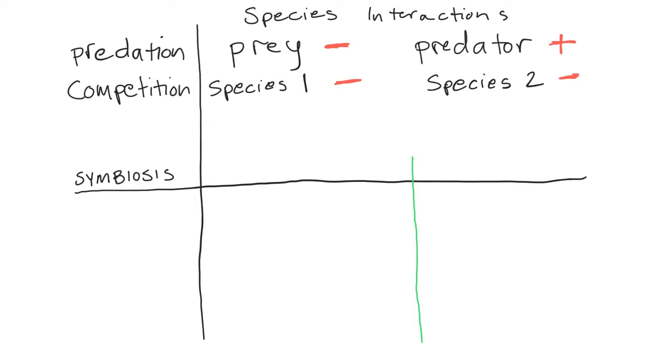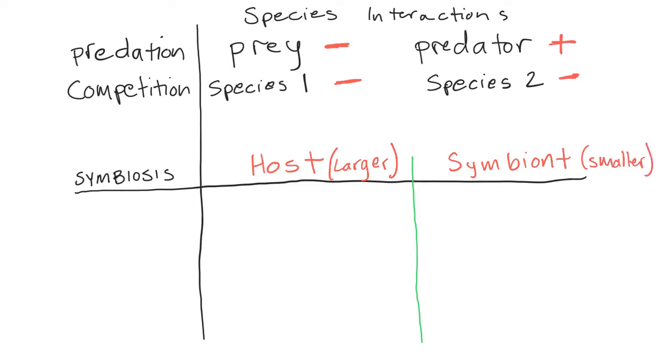Okay, when we move into symbioses, we have a host and a symbiont. And the host is generally the larger, and the symbiont is generally the smaller species. Okay, and you guys got this one right. This one was easy, right? Easy from the Kahoot. Mutualism, what happens? They both benefit.